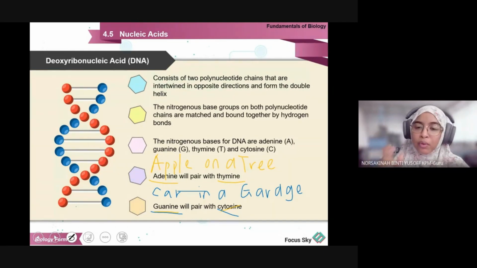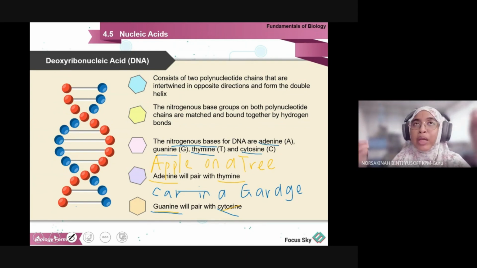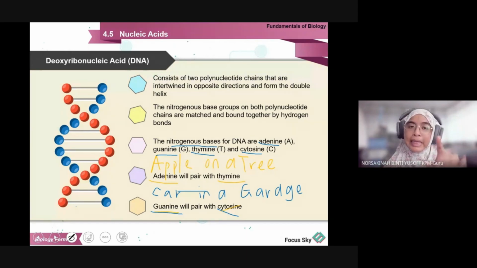You must remember the full name. In the exam, I did ask, what is the nitrogenous base? So you need to be able to write down adenine, guanine, thymine, and cytosine. If you cannot write down the correct name, I cannot give you marks. You cannot write ATCG, cannot write the short form. DNA can, but ATCG cannot.